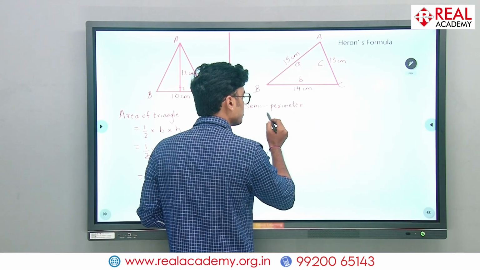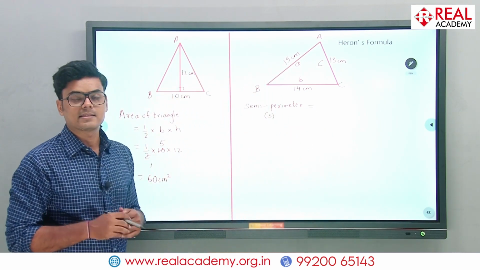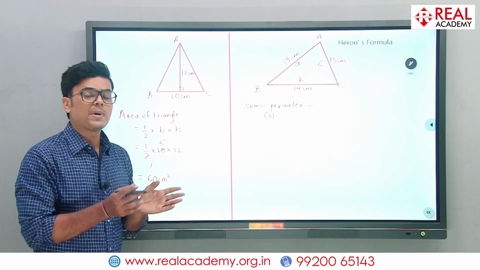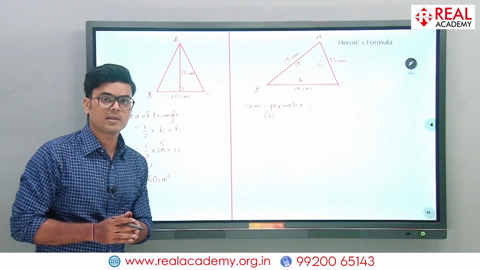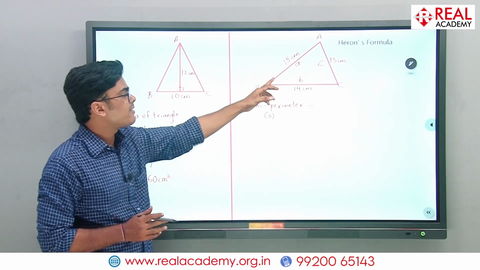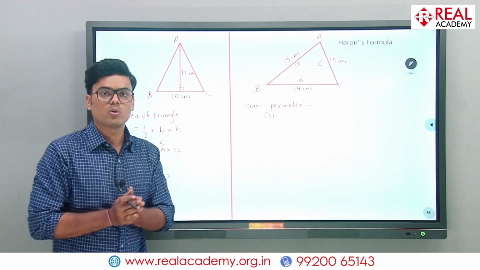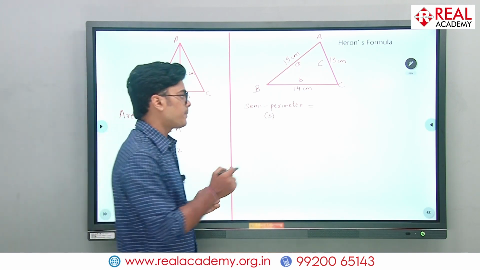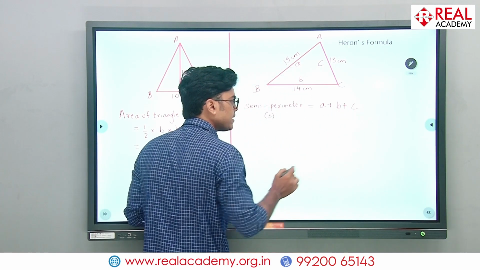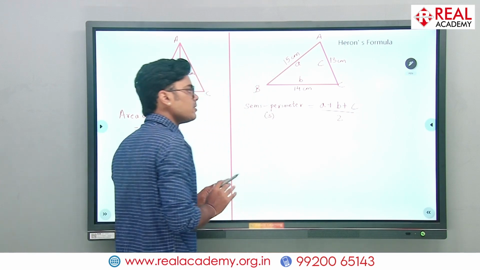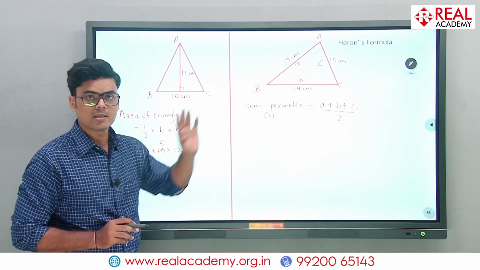Semi-perimeter is also denoted by S, and the formula to calculate the semi-perimeter is very similar to the perimeter, correct? What is the perimeter of any diagram? The addition of all three lengths of the sides of the triangle, correct? If I add 15 plus 14 plus 13, that is the perimeter of this triangle. The boundary of any figure is known as the perimeter of that figure, correct? So here, semi-perimeter is A plus B plus C, the perimeter, and its half. So the semi-perimeter of a triangle is the sum of lengths of sides divided by 2.